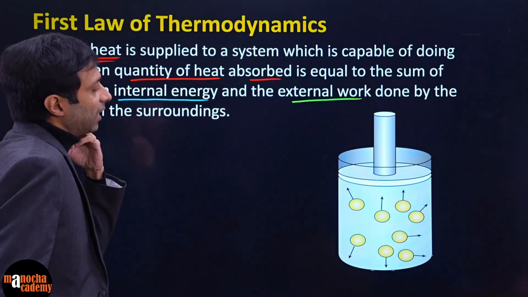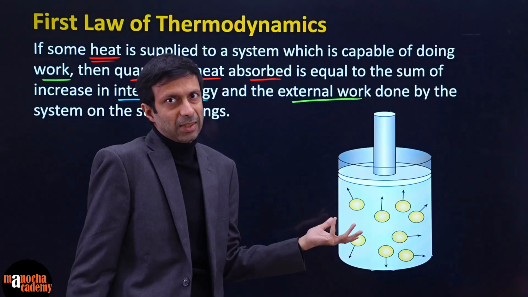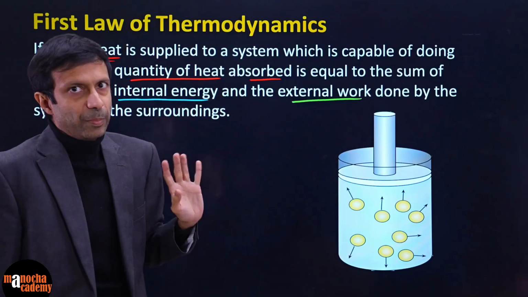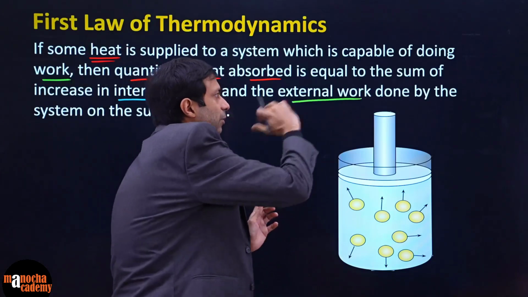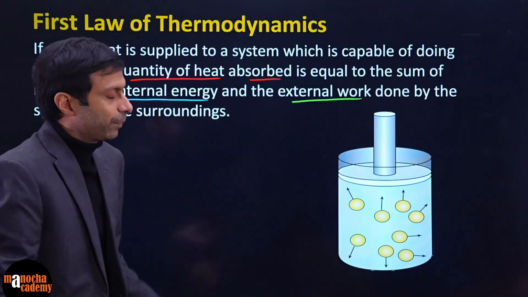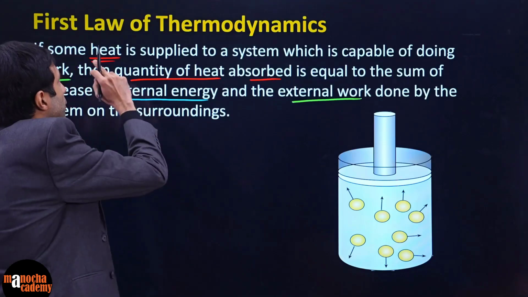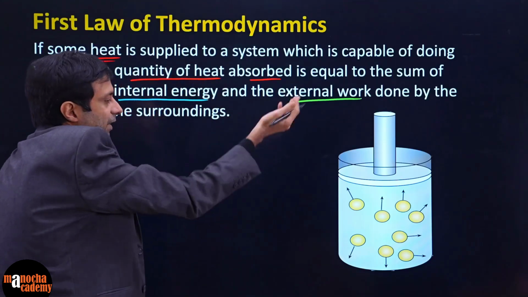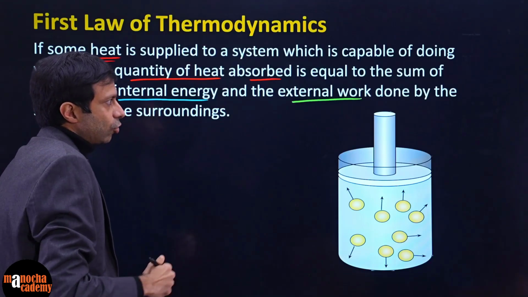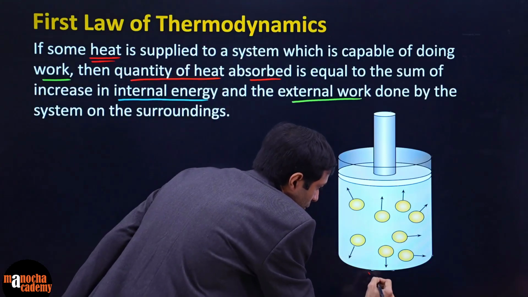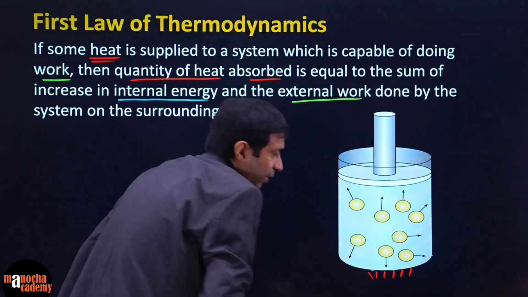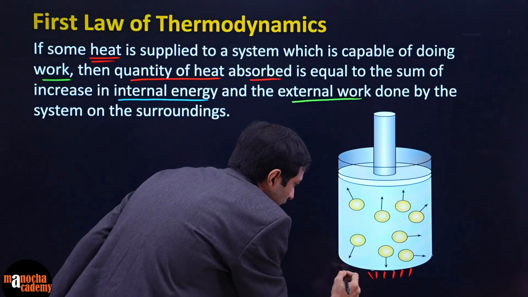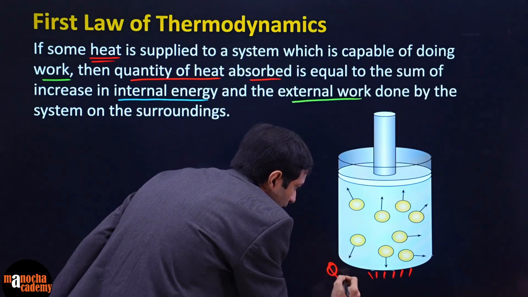Remember, we said our system is this gas. We have this gas in a container which has a movable piston over here. So this is our system, and this is our surroundings. Now the first law is saying that if some heat is supplied to the system, so let's say we heat it up, we supply some heat over here, and heat, usually the symbol is capital Q.